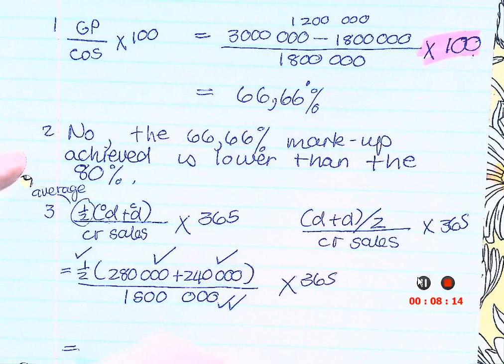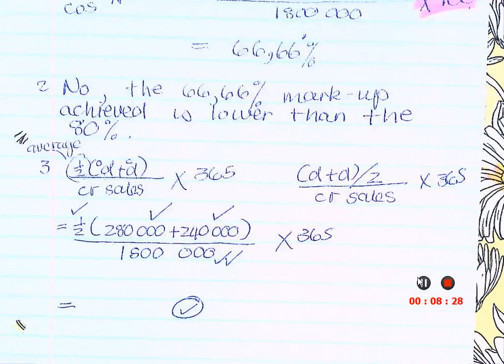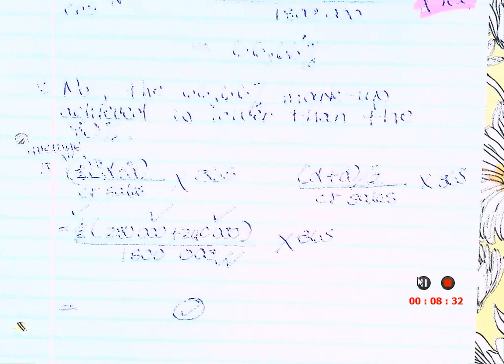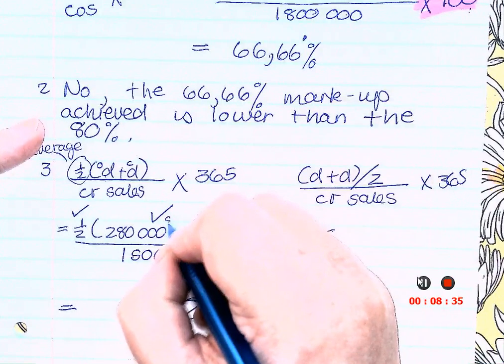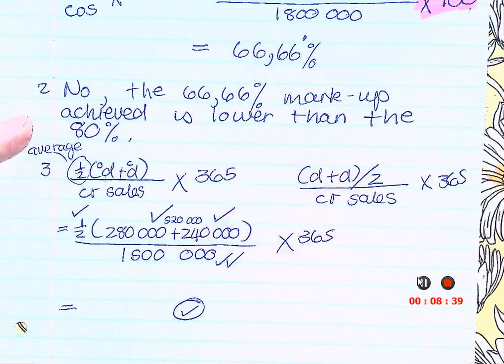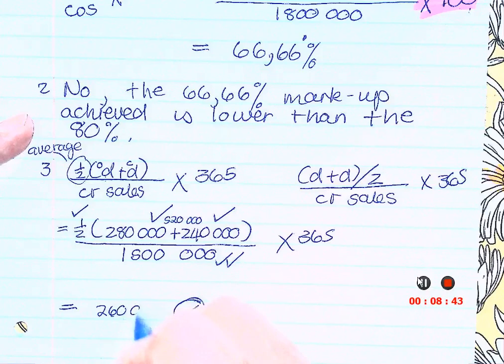Answer 6. Can you get a lot of marks here? Of course you can. Okay, so now let's see. The easiest way for me is that I'm just quickly going to calculate the top. So 280 plus 240 is going to give me 520. And 520 divided by 2 is going to give me 260. And 260 over 1.5.